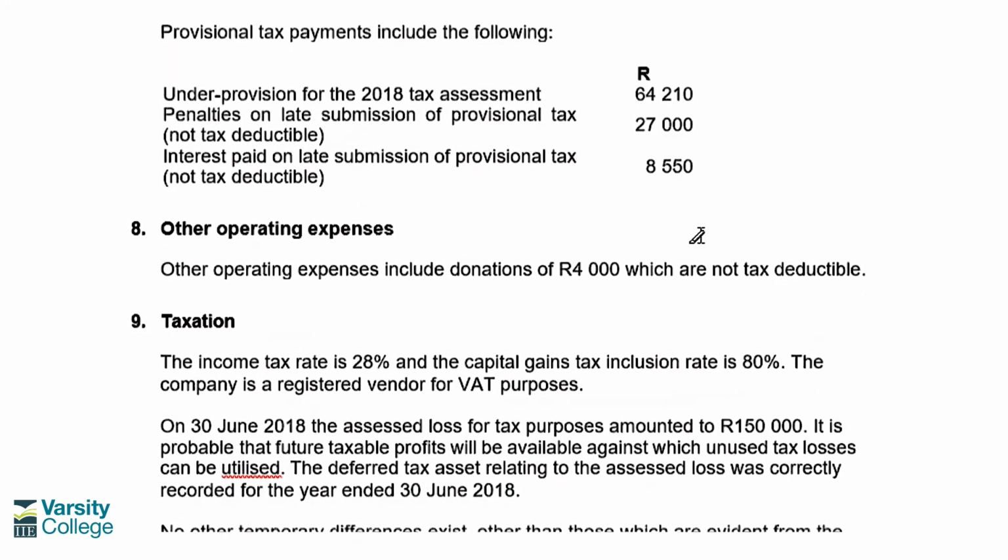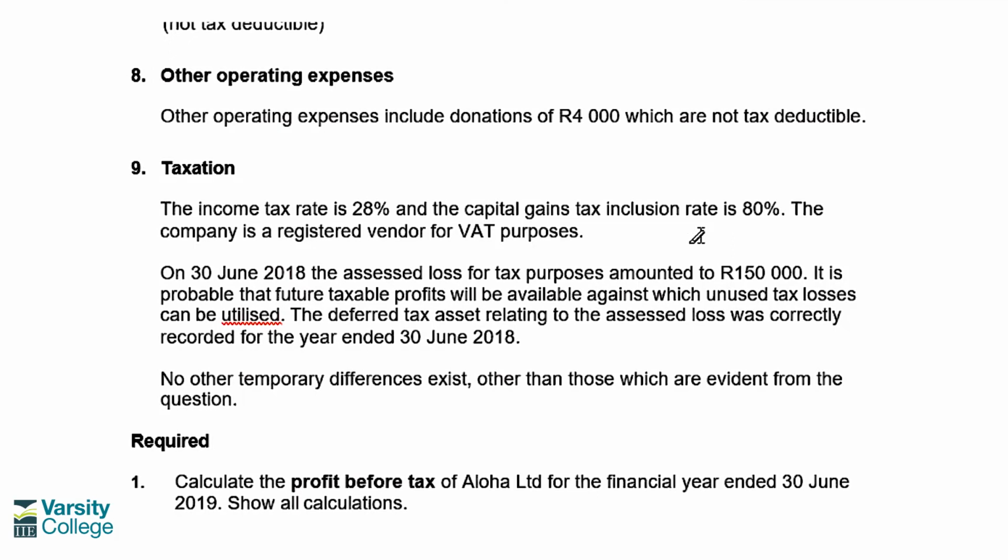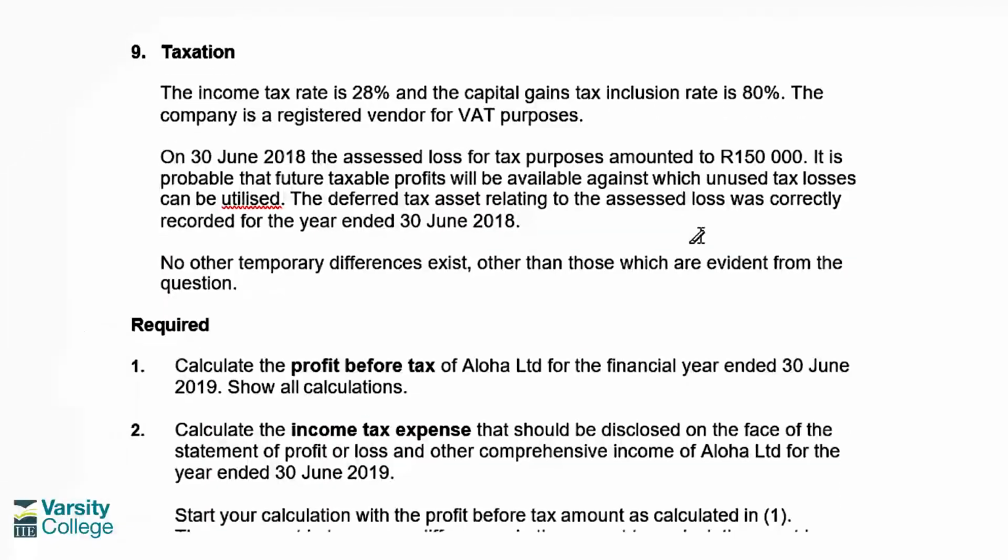Number 8, also easy. Other operating expenses include donations of $4,000, not tax deductible, as simple as an exempt difference in your tax calculation. And lastly, number 9, the usual information. Tax rate 28%, CGT inclusion rate 80%. Then, a little bit of a curved ball. On 30 June 2018, the assessed loss for tax purposes amounted to $150. So that's telling you this company had an unused tax loss last year, 150K.